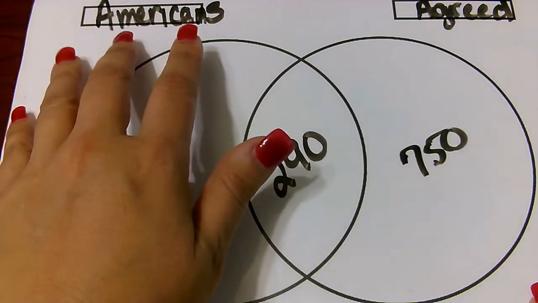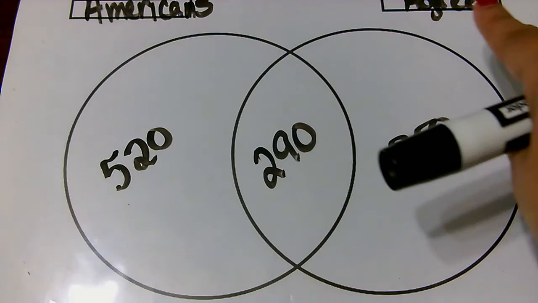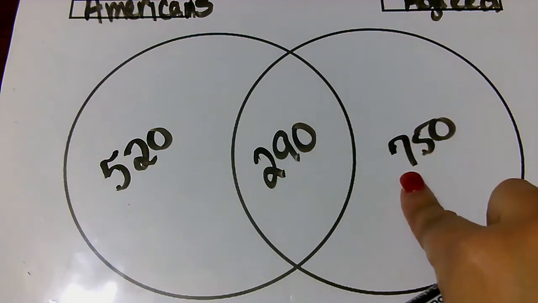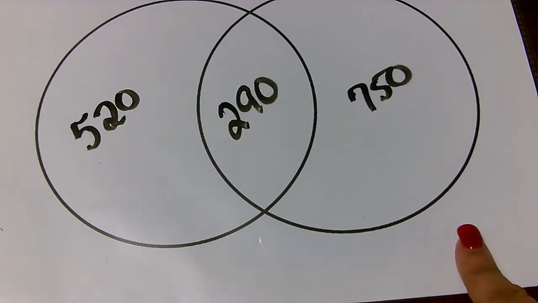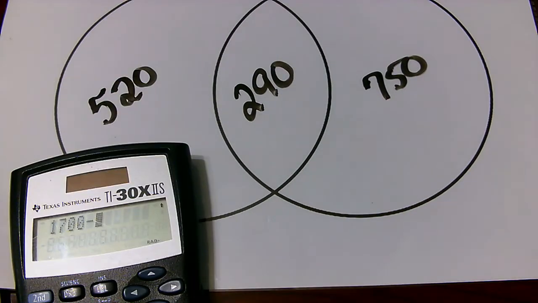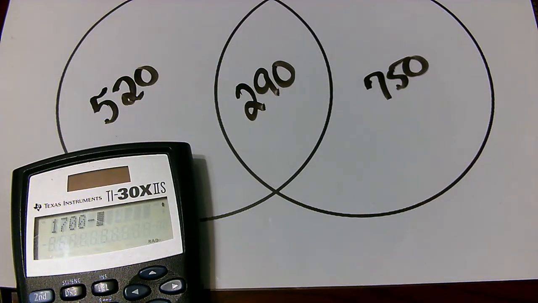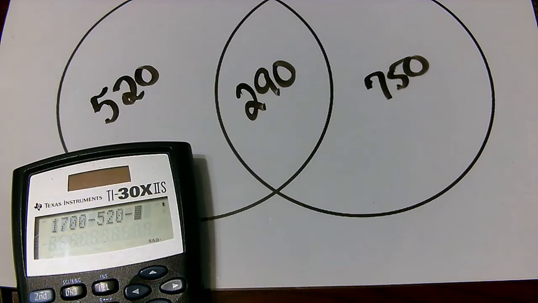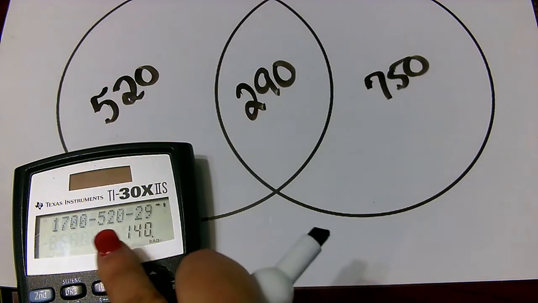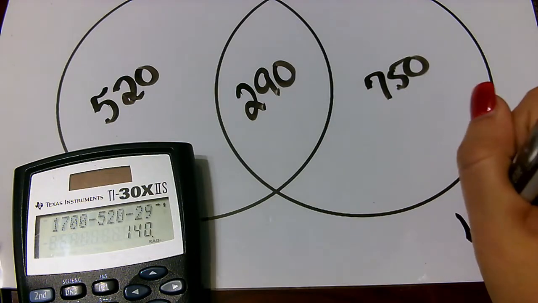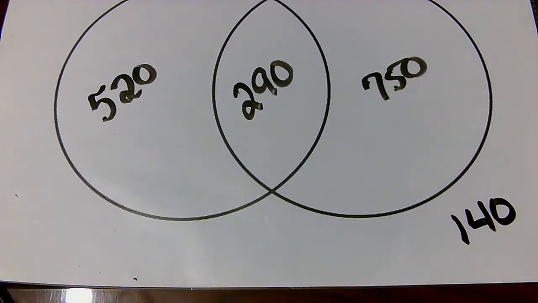Because they don't fall in this group because these are only Americans, and these are going to be the people who agreed that were French. So we need the people who disagreed that were French here. We know that a total of 1,700 people were selected and surveyed. 520 were Americans who disagreed, 290 were Americans who agreed, and 750 were French who agreed, leaving a total of 140 French who disagreed with that statement.